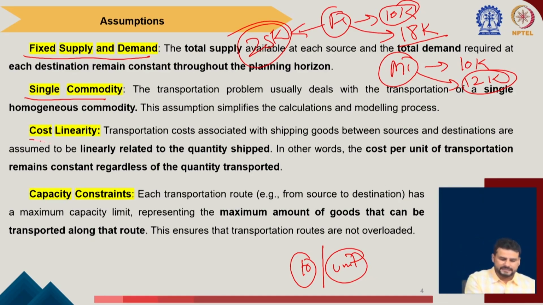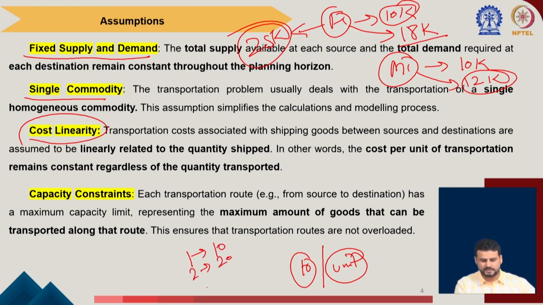Cost linearity is another assumption which is again practically not true. It says that if I am transporting 1 unit, the cost is 10 rupees. Transporting 2 units costs 20 rupees. Transporting 10 units costs 100 rupees. Transporting 100 units costs 1000 rupees. Uniform cost, but this is not the case. When we are transporting more units, the per unit cost will be reduced. Maybe if I am transporting 1 unit, 10 rupees.